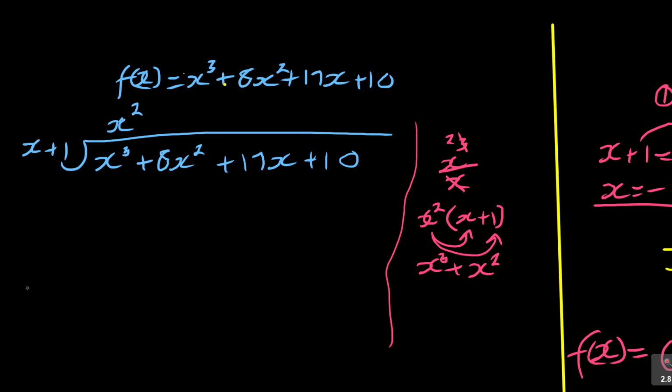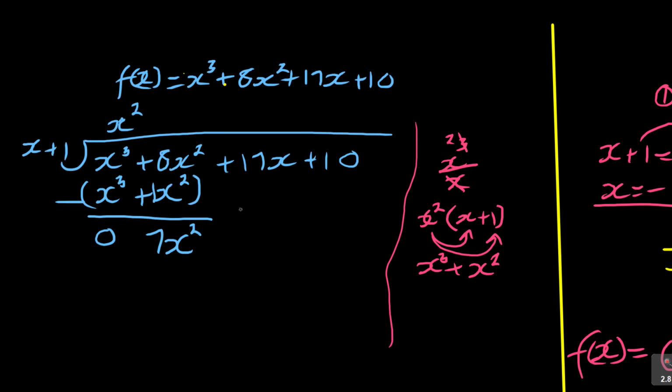So when you write it down, it will be x cubed plus x squared, like this. Then you rule off, separate, put a bracket. You now subtract: x cubed minus x cubed is 0 here. Now 8x squared minus x squared, which is the 1 there. 8 minus 1 is 7x squared. From there, what do you do? Then you bring down the plus 17x.